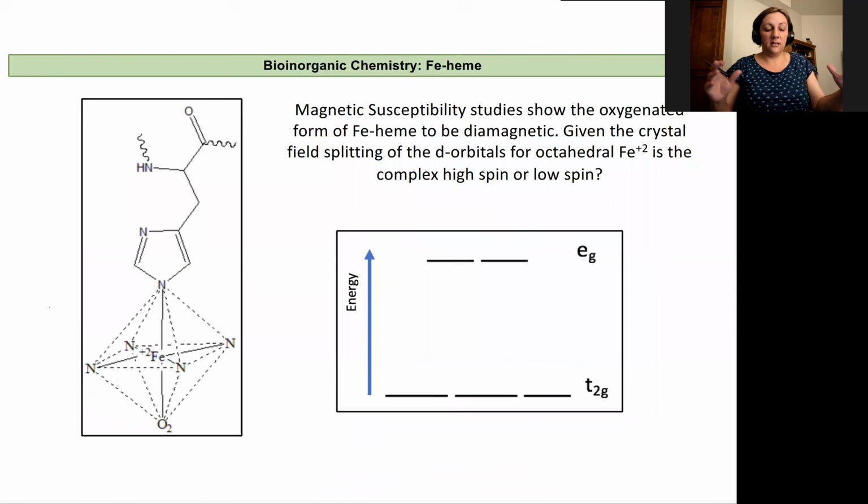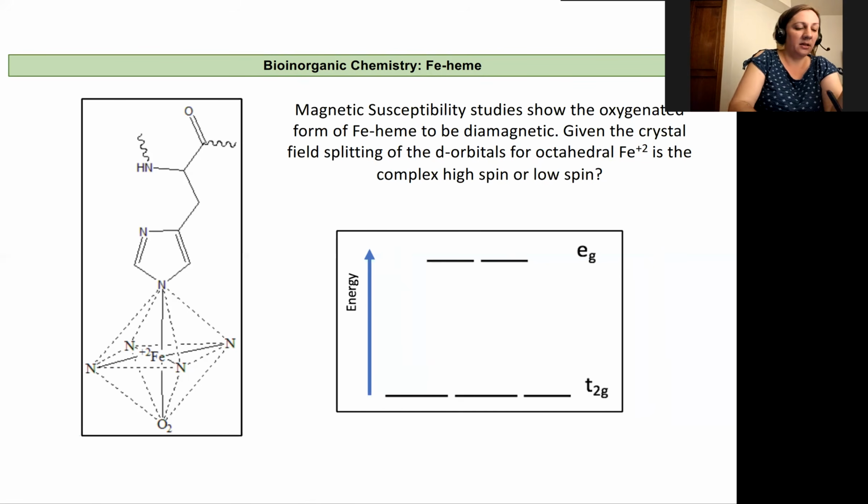All right, so then we add oxygen, right? Magnetic susceptibility studies are going to be done on the oxygenated form of our iron heme. And when we do that, we see it's diamagnetic instead of paramagnetic. Once it binds that oxygen molecule, it's now an octahedral compound rather than a square pyramid. And so our crystal field splitting is going to change as that oxygen binds.